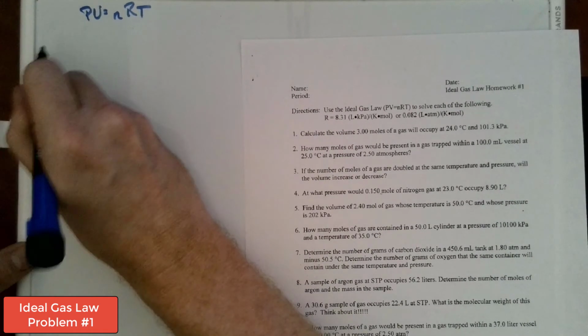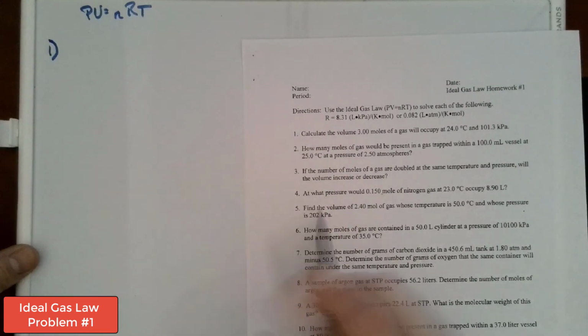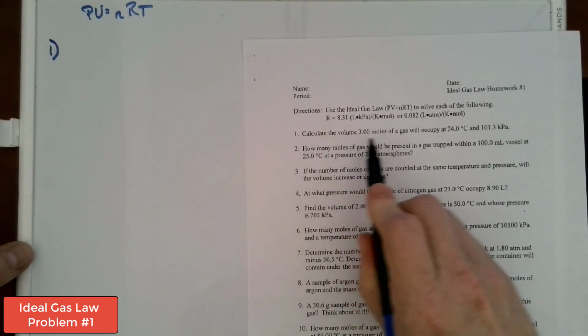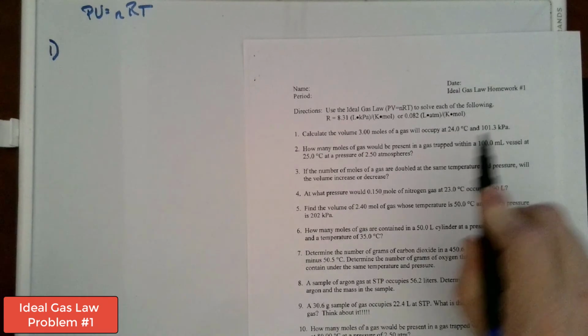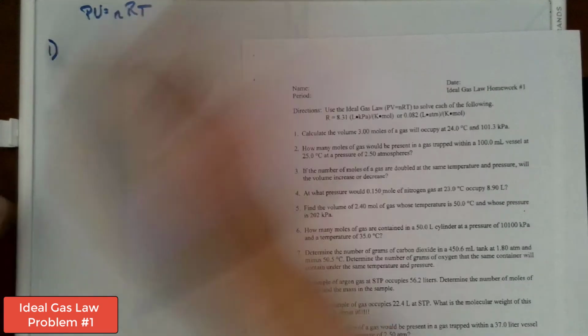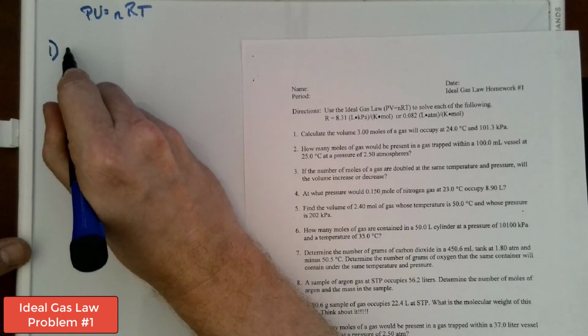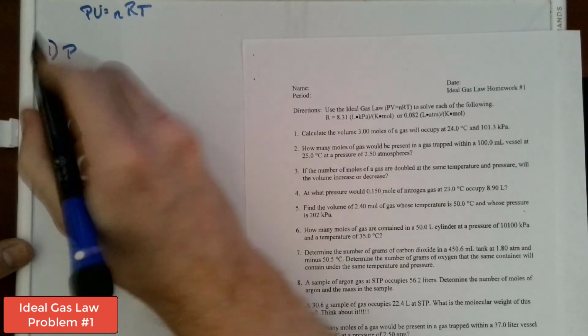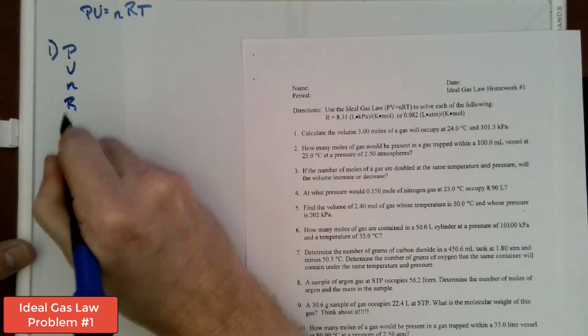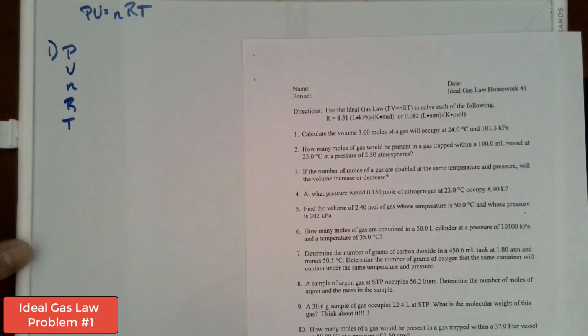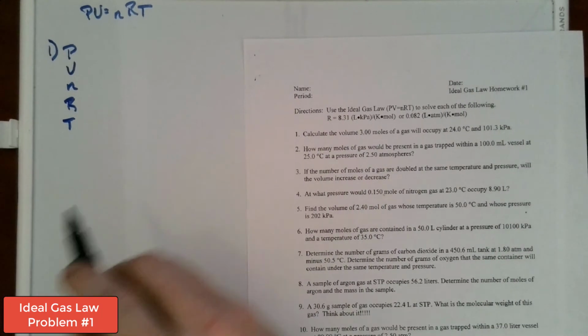Let's take a look at number one. In number one, we're asked to calculate the volume of 3 moles of a gas that will occupy 24 degrees Celsius at 101.3 kilopascals. I like to list my variables when I first get started with this. I know that I'm going to have a pressure, a volume, the number of moles, some R value, and a temperature. Let's try to identify what we can here.